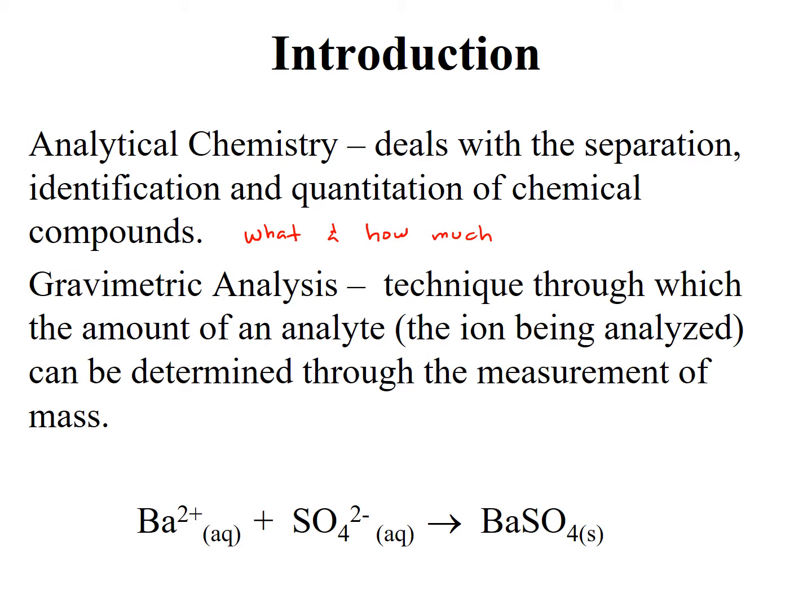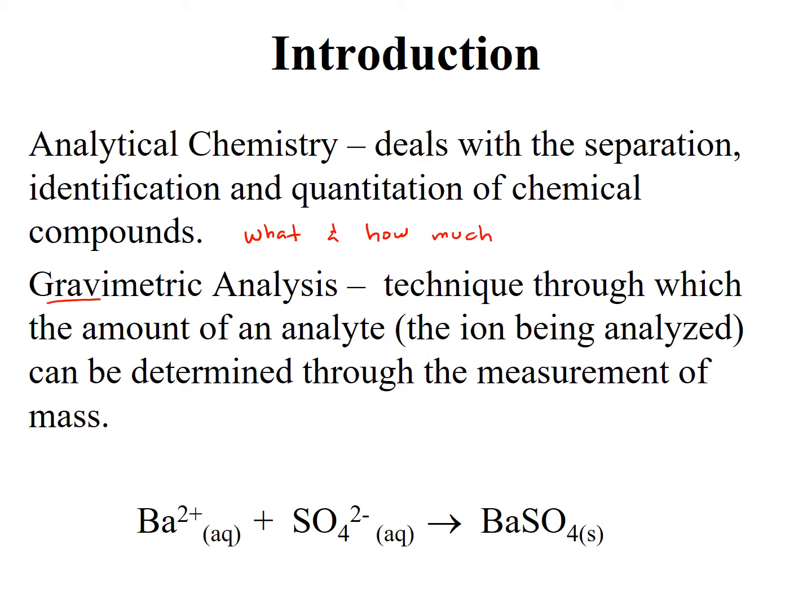So it's a technique through which the amount of an analyte, or the ion being analyzed, can be determined through the measurement of mass. Maybe the root word here is gravi, which is weight, right? Because there's another technique known as volumetric analysis, which we're going to deal with in experiment 5. So gravimetric analysis just describes a set of methods used in analytical chemistry for the quantitative determination of an analyte based on its mass.